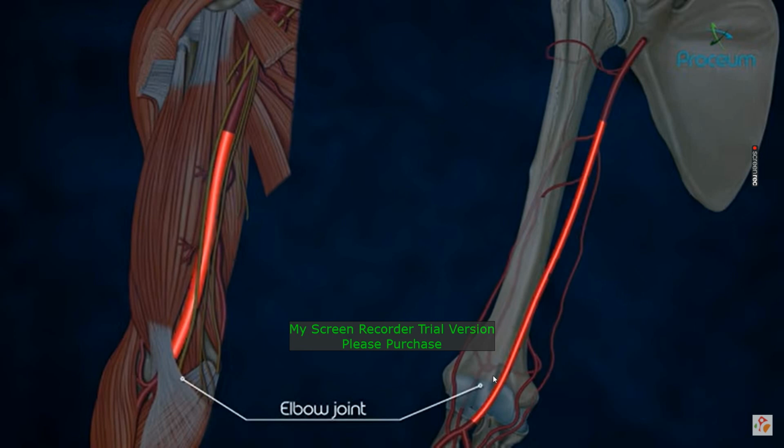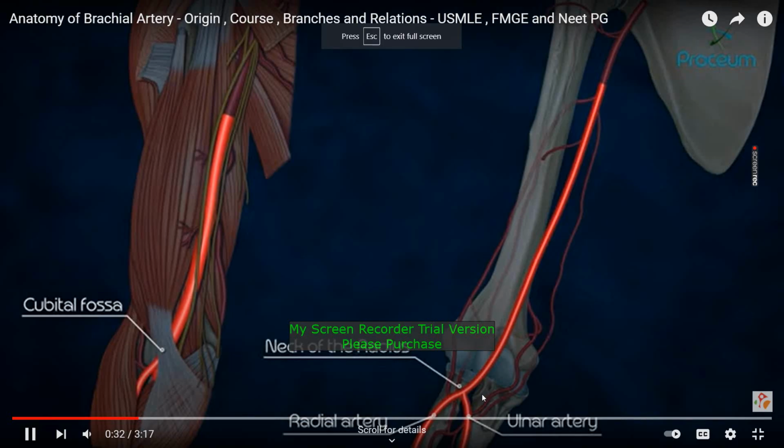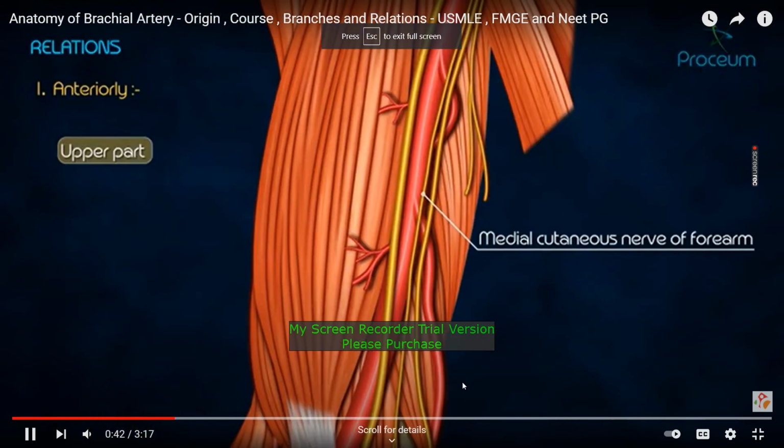passing between the midpoint of the lateral epicondyle and medial epicondyle at the end of the humerus, and then enters the elbow joint. After passing through the elbow joint, it enters the cubital fossa below the bicipital aponeurosis, and at the level of the neck of the radius, it divides into two branches, the radial artery and the ulnar artery. So the radial and ulnar arteries are the terminal branches of the brachial artery.